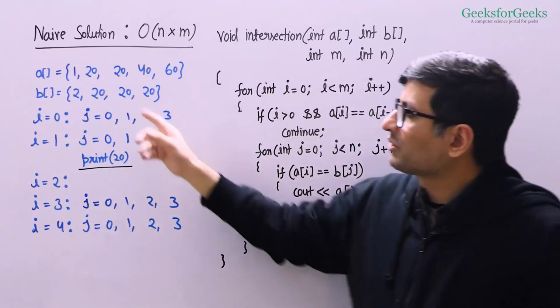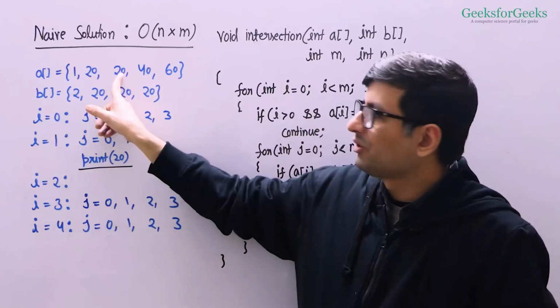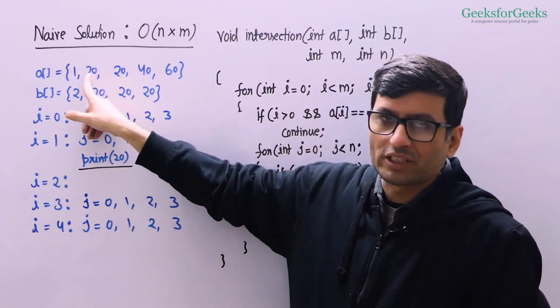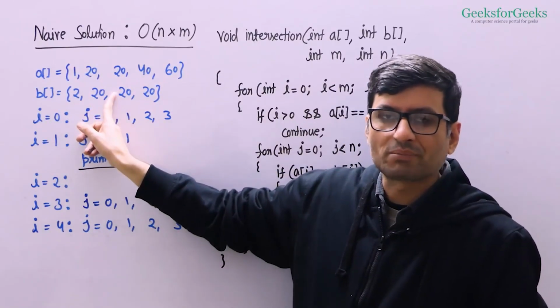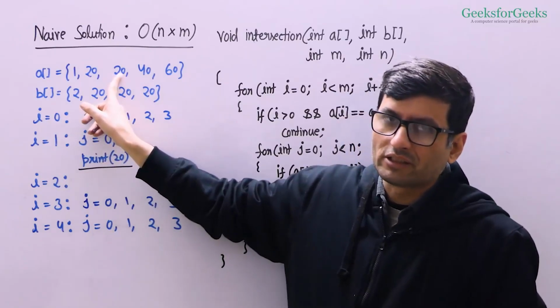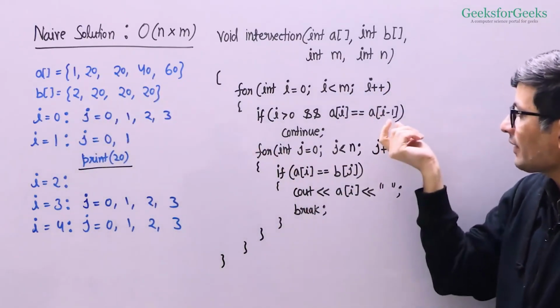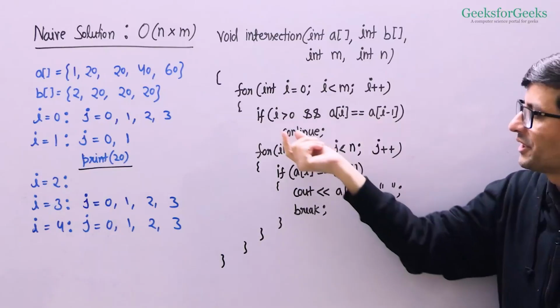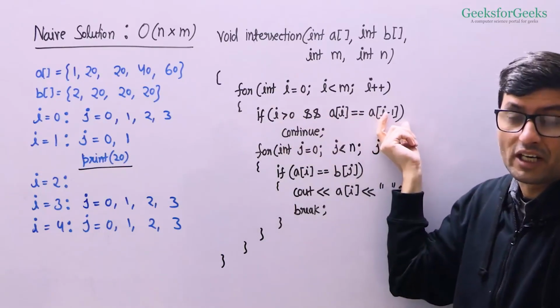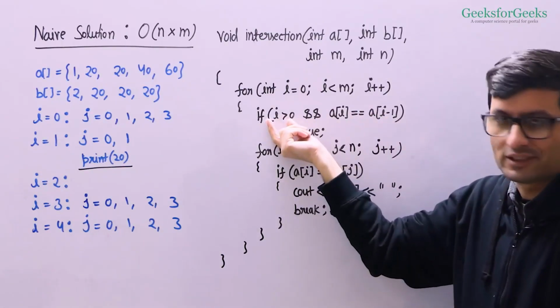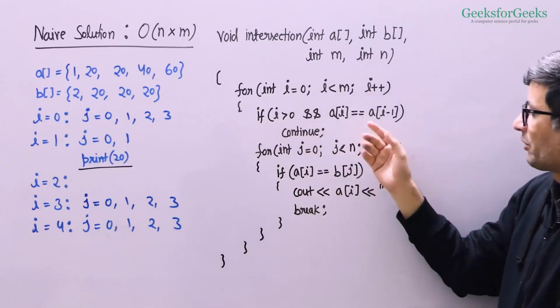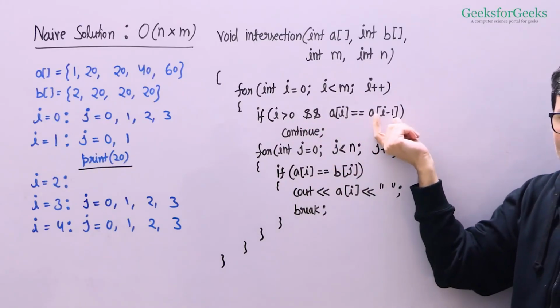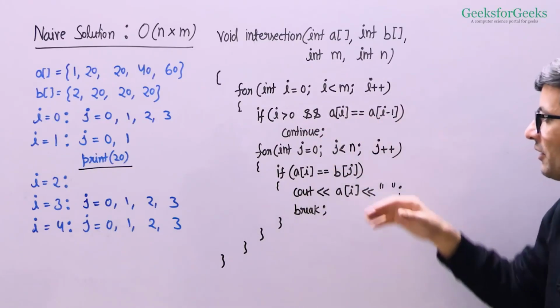So if you are traversing through this array, when you come to this 20, you have already processed this 20 and it was there in the second array, so you must have printed it. You don't want to print it again. That's why we have this condition. And since we are accessing I minus 1, we need to ensure I is greater than 0. Otherwise, if you access this for I equal to 0, you will have problems.